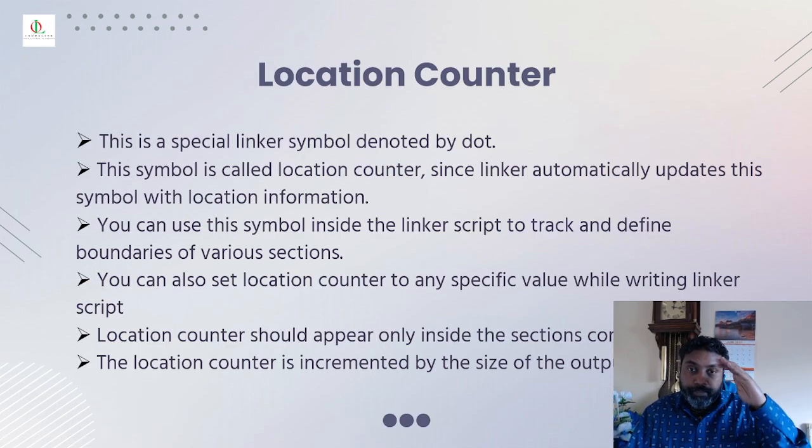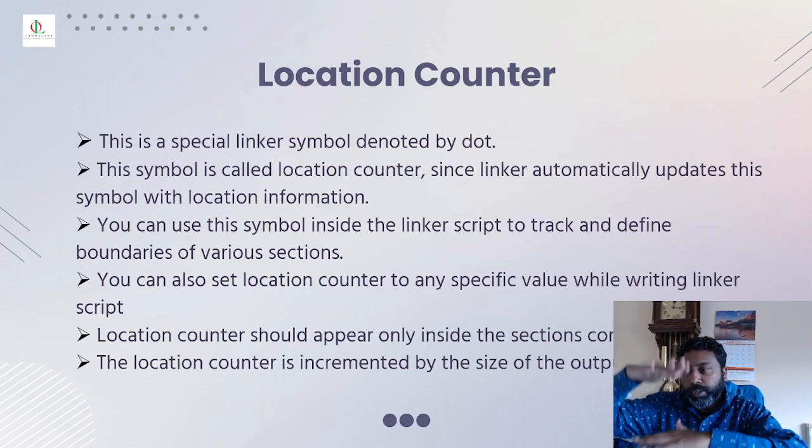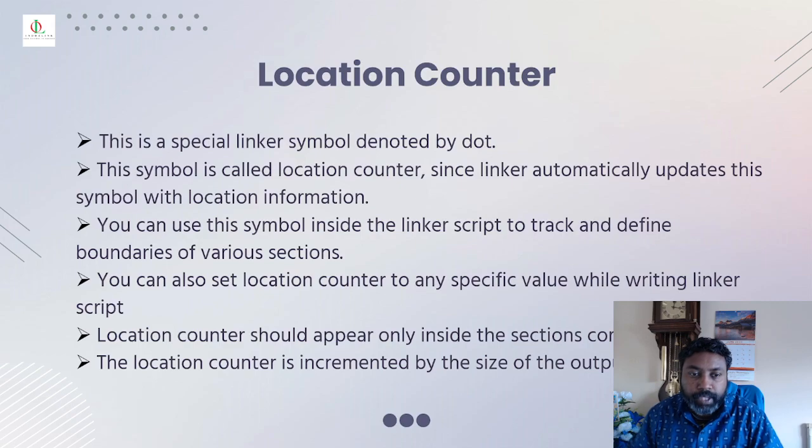You can use this symbol inside the linker script to track and define boundaries of various sections. So when you give the dot, it creates a boundary where the start and the end are. That's where your memory allocation sits, and all the information, .text and .data, belongs to that and will sit in that boundary. You can also set the location counter to any specific value by writing the linker script, and that's a modification you can learn to do. You can also customize it and say instead of there, it can stay in a different place.